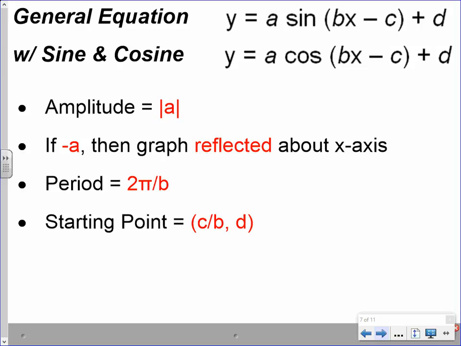This is what we're going to work on today: amplitude, period, and starting point. I am not sure if your book actually asks you to identify starting point, but for the problems today that I assign you, you are going to find starting point. That is going to help us tomorrow when we do the framing method to actually make these graphs. All right, so let's do some examples.